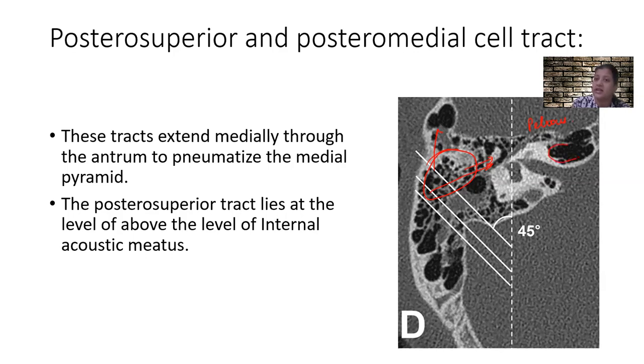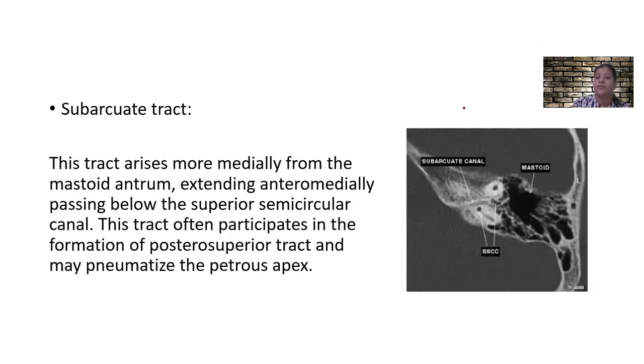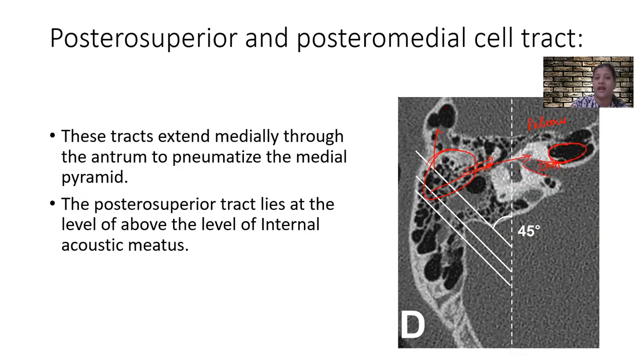You can see that there is an air filled space above the internal auditory meatus. Above the level of the internal auditory meatus, an air cell tract coming from the mastoid is your posterior superior cell tract. The posterior medial cell tract also goes in this way, but it pneumatizes the medial part of the petrous pyramid. That is called your posterior medial cell tract.